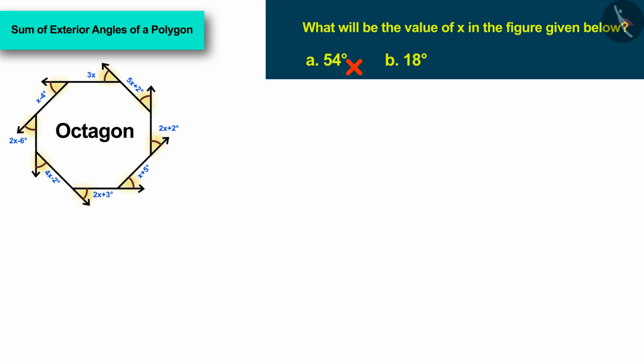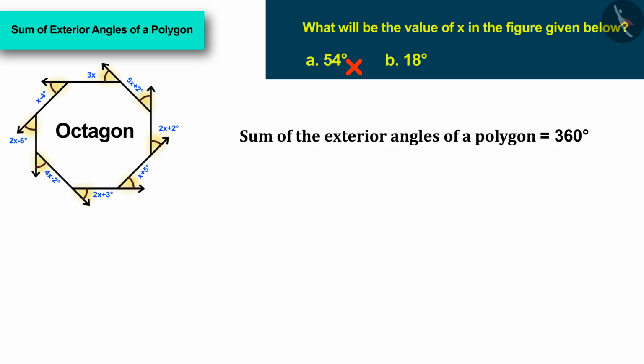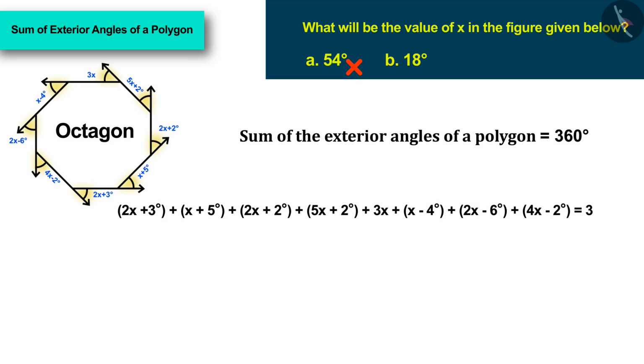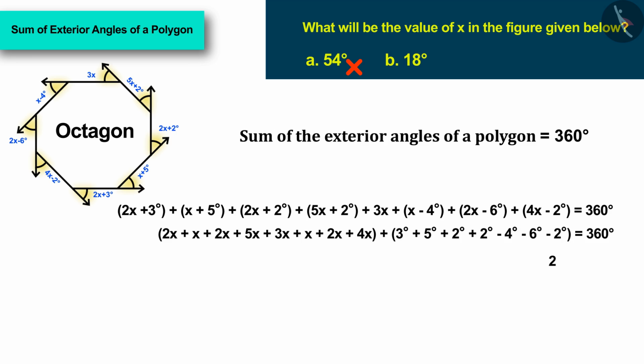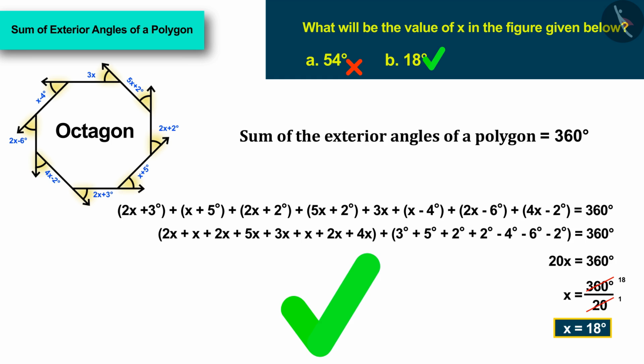In the previous video, we learnt that the sum of the exterior angles of a polygon is always 360 degrees. Therefore, the sum of all the external angles given in the figure will be 360 degrees, which on further solving, we get the value of x as 18 degrees, which is the correct answer.